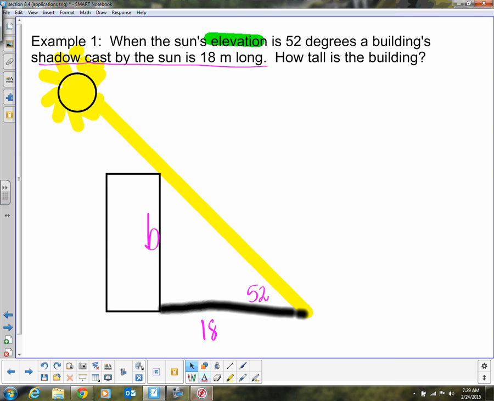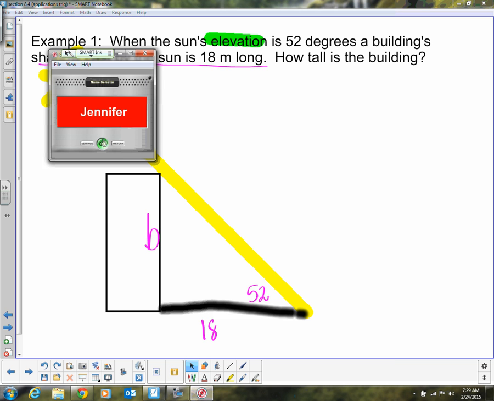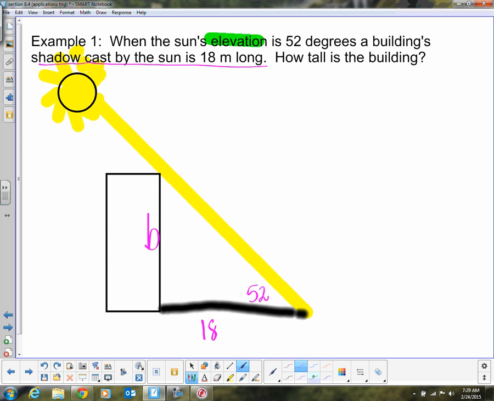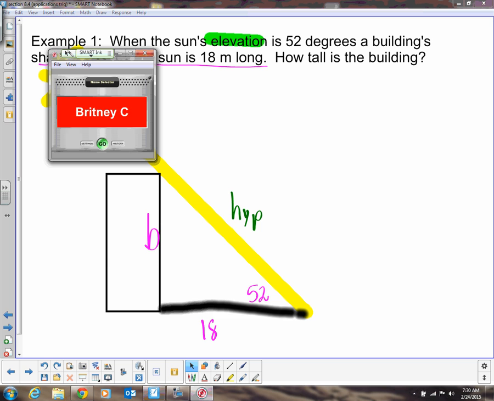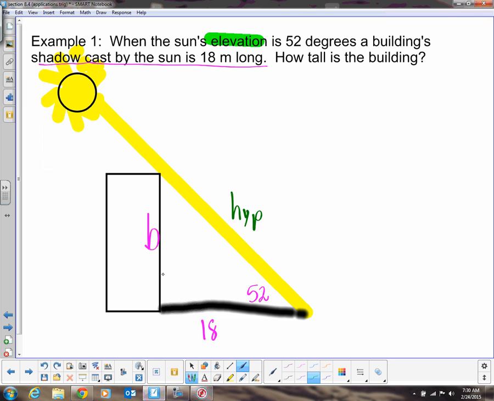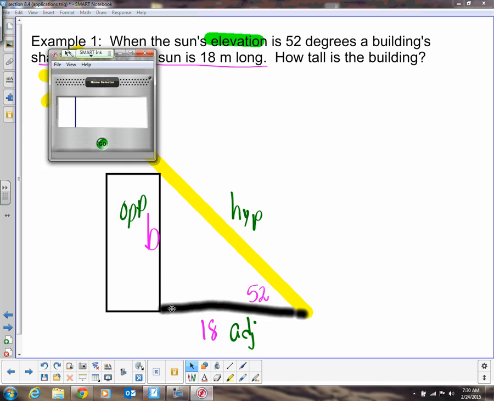answered. So let's see. I need to know where the hypotenuse is. Brittany? The yellow. It's the sun. So I always like to identify my hypotenuse because then I know who's opposite and who's adjacent. So what is B, Leslie? Opposite or adjacent? Opposite. And then what is 18? Adjacent. So the next question goes to, I need to know what trig function we need to use.